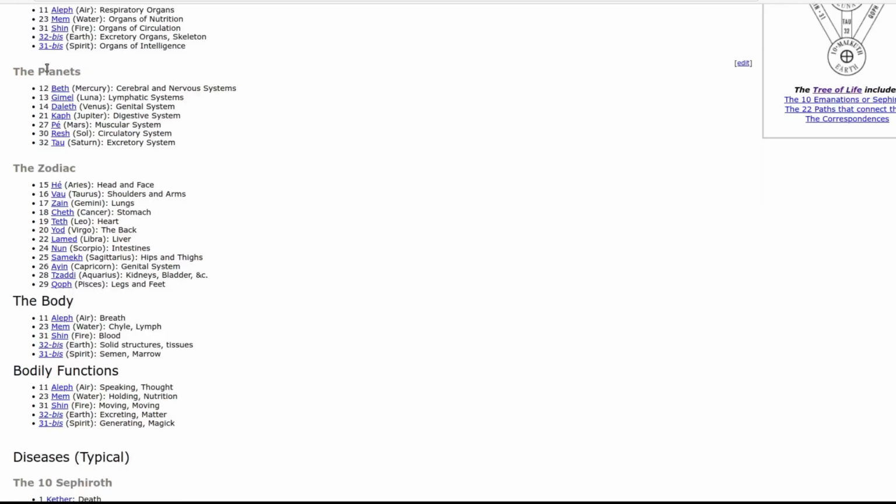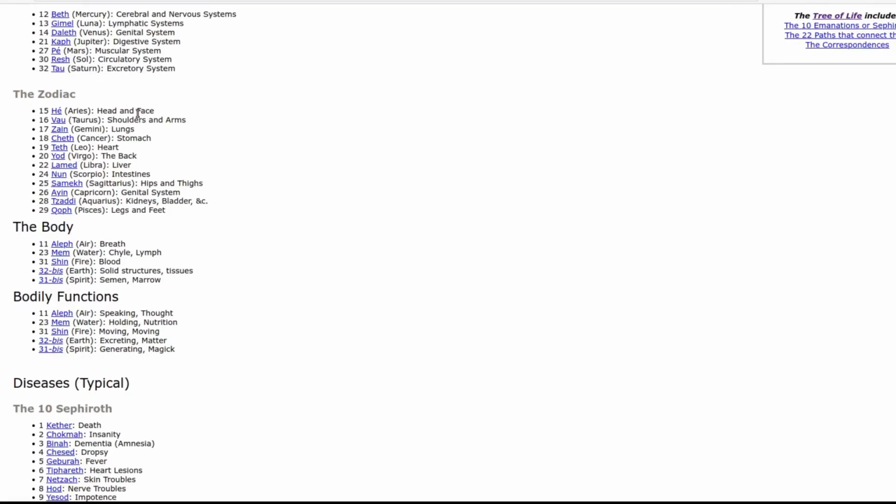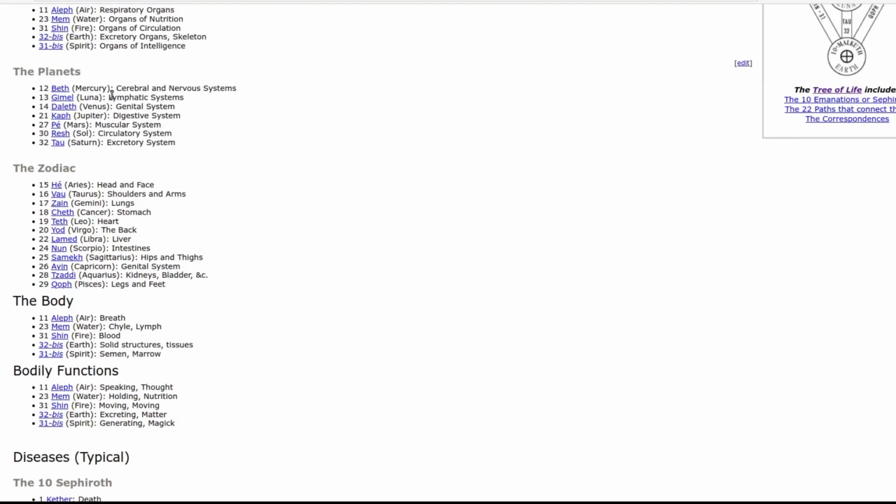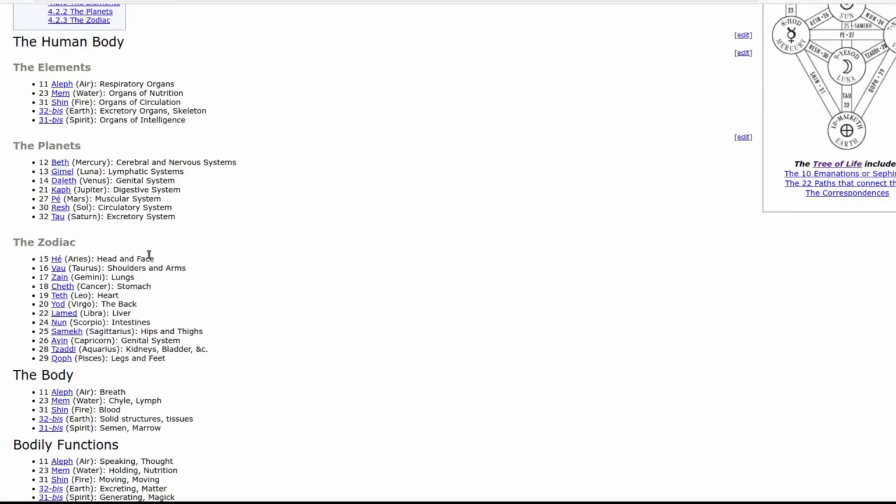Going on, here we see the planets. This is the archetypes of the planets. Mercury relates to the cerebral and nervous system. Luna, or the moon, relates to the lymphatic system, and sometimes also the reproductive, specifically the gonads and the prostate or the womb. Venus relates to the genitals, Jupiter to the digestive, also liver, Mars to the muscles, Sol or Sun to circulatory, and Saturn to excretory. So that is it, breaking it down from 5 elements to 7 planets.